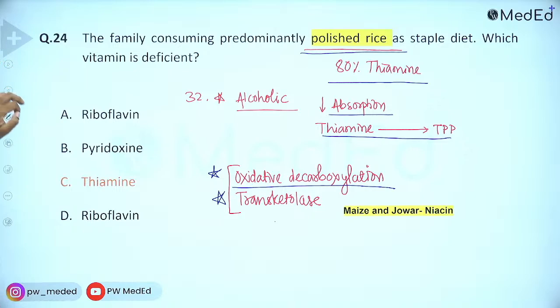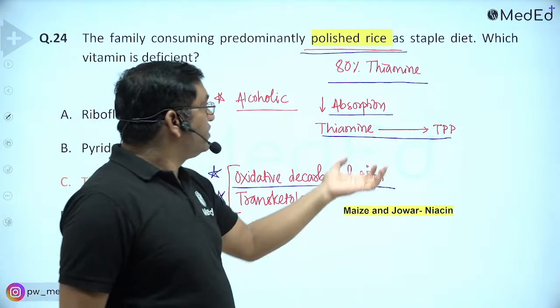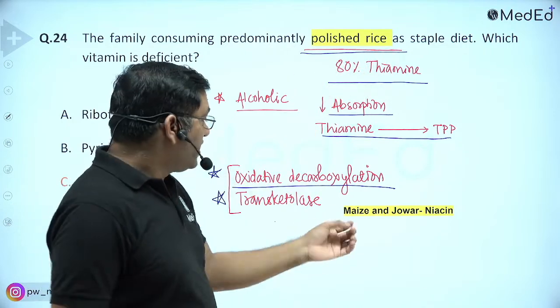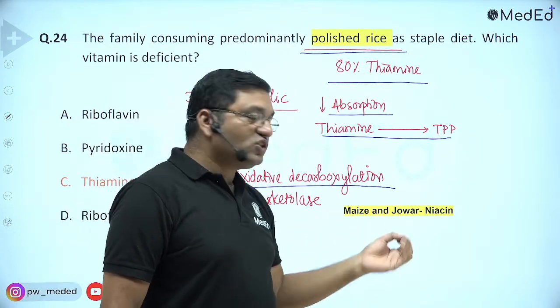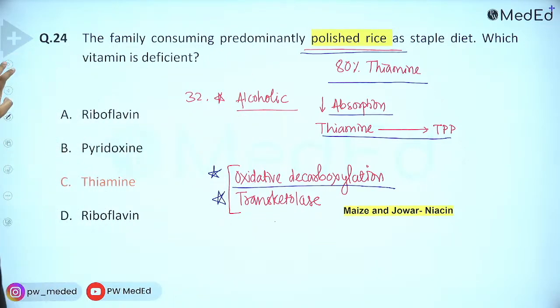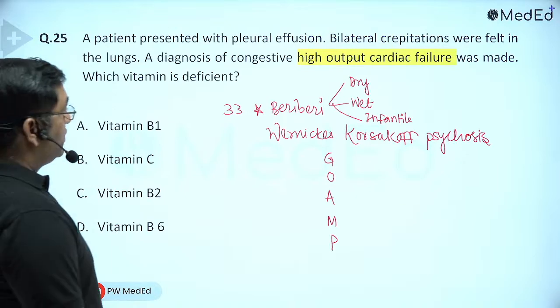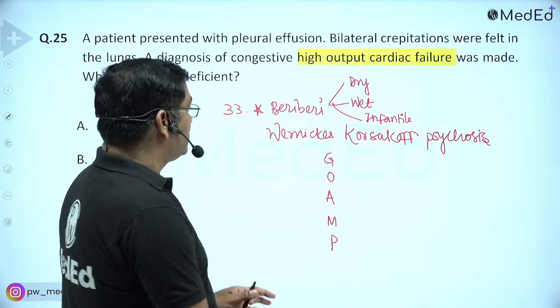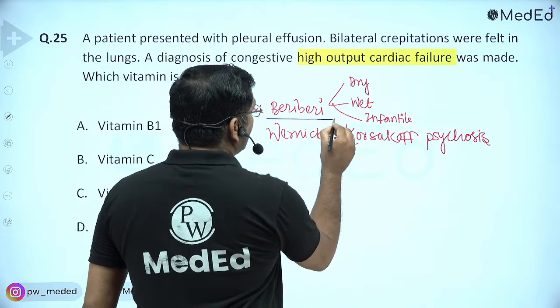Okay, so polished rice consumption causes thiamine deficiency, meaning beriberi, and when you eat maize and jowar as a staple diet, it causes niacin deficiency. Then 33, related with thiamine, there is beriberi. Deficiency of thiamine causes beriberi.